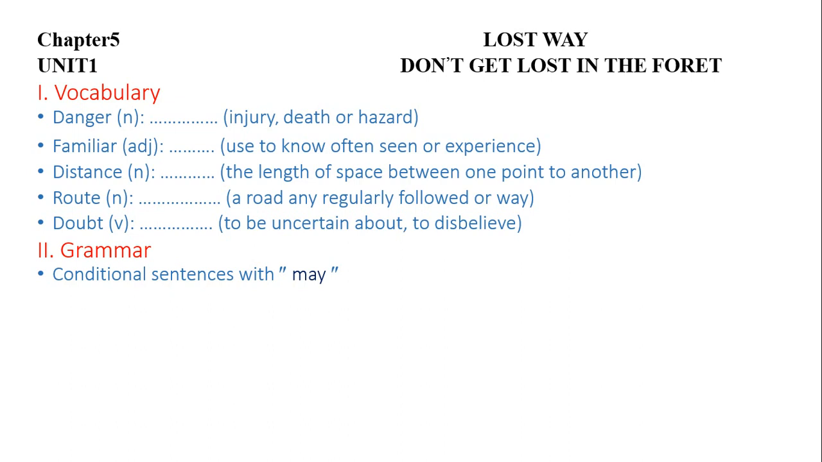So this grammar has the same form as the first conditional sentence, but you can change will to may. The form of the conditional sentence with may is: if plus present simple, comma, subject plus may plus verb infinitive plus object.